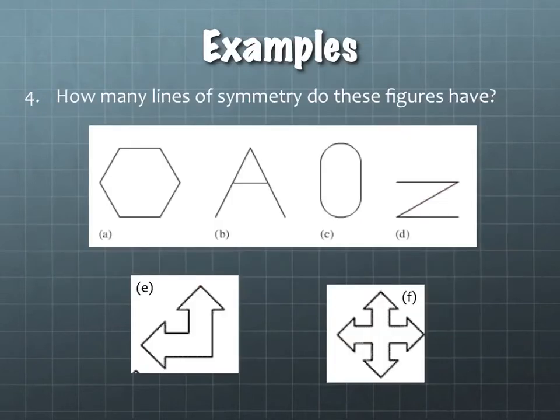Okay, we have a bunch of shapes. And the question they ask is, how many lines of symmetry do the shapes have? So let's just go through them one at a time. The first one is what shape? What is that? It's a hexagon. Good.